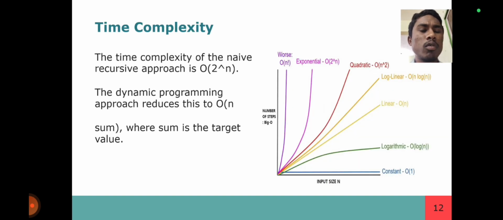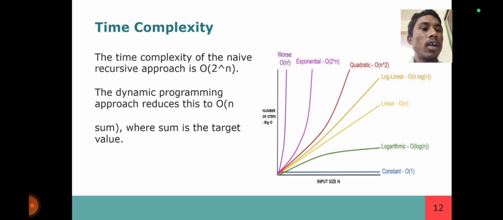Time complexity. We can also find the time complexity of this subset sum problem. The time complexity of the naive recursion approach is big O of 2 power n, and the dynamic programming approach reduces this to big O of n times sum, where sum is the target value. Here we can see the diagram of the graph of time complexity.